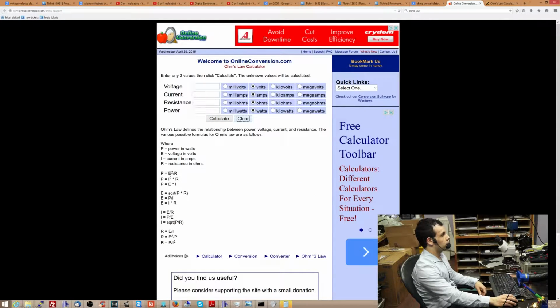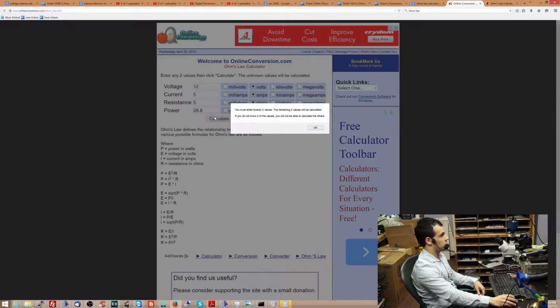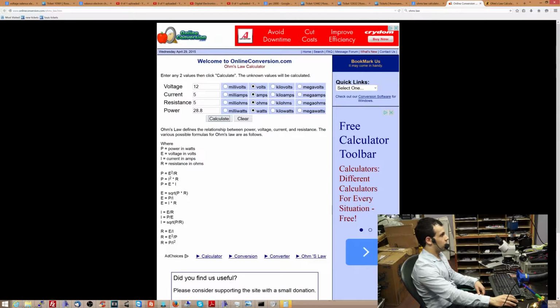So we're going to clear this. Let's say I have 12 volts, right? And let's say the resistance of the circuit is 5 ohms. I will get 2.4 amps. I can't change amps over here. If I try to change amps, it'll give me an error, because I can't have this amperage with this voltage and this resistance. Let's watch this.